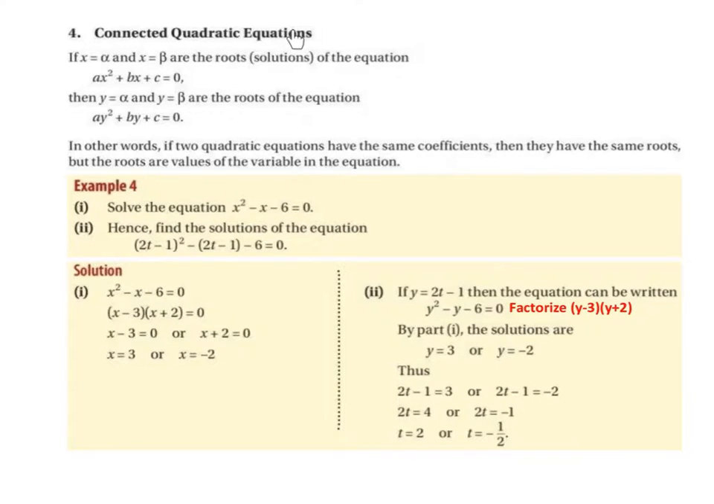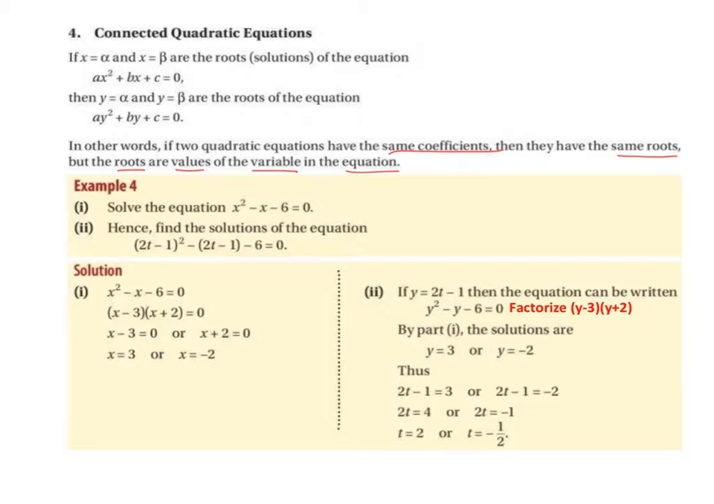Connected quadratic equations. If x equals alpha and x equals beta are the roots or solutions of the equation ax squared plus bx plus c equals 0, then y equals alpha and y equals beta are the roots of the equation ay squared plus by plus c equals 0. In other words, if two quadratic equations have the same coefficients, then they have the same roots. But the roots are values of the variable in the equation.